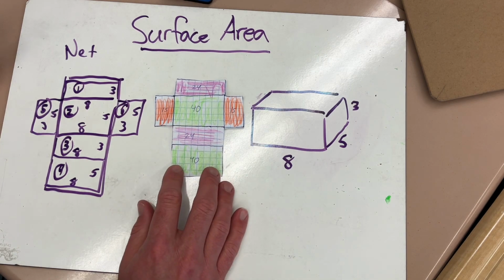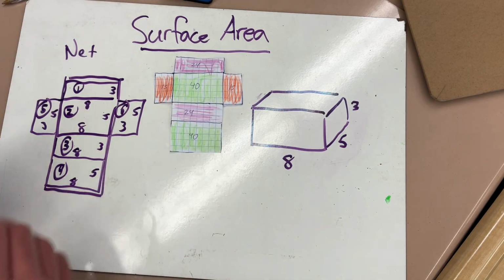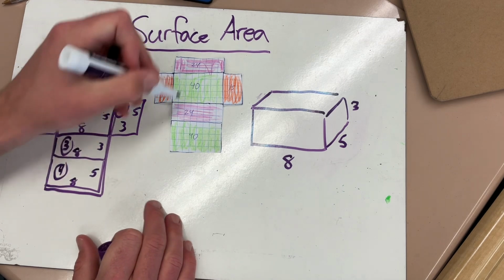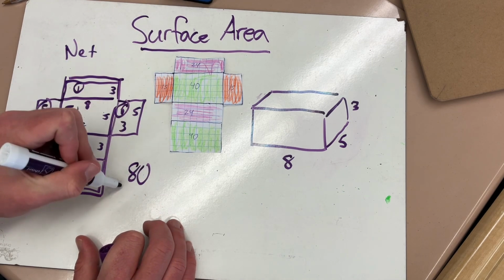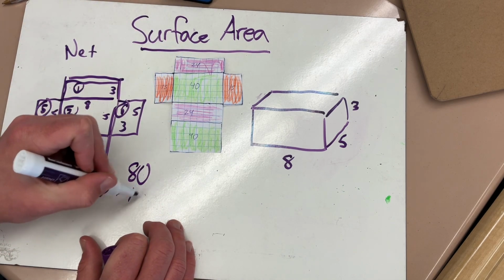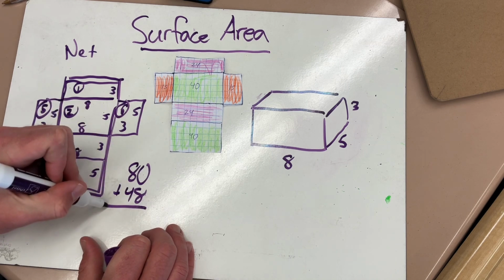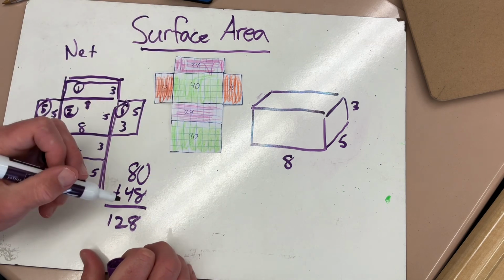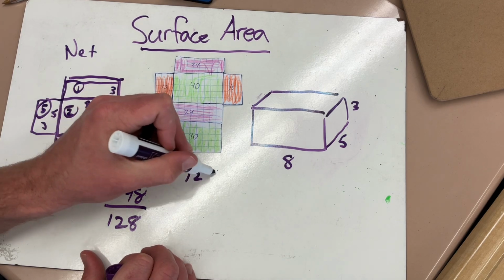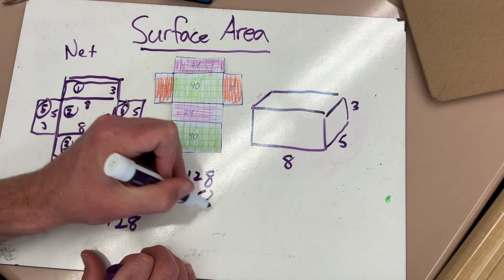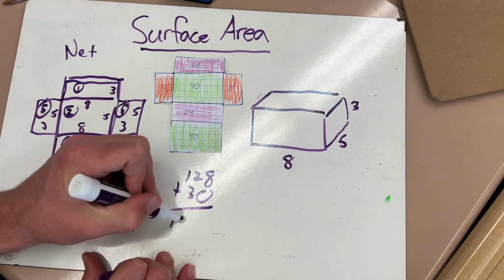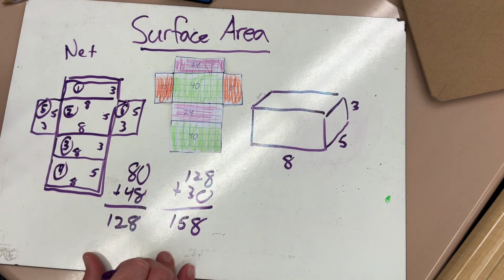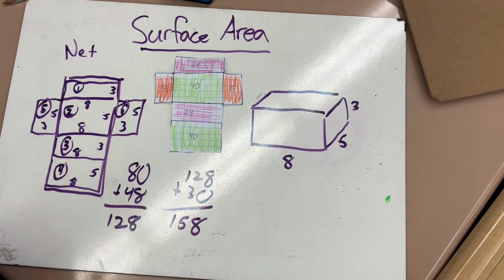Let me write it all out so we can make sure we don't make any errors. 40 plus 40 is 80, plus 24 plus 24, which is 48. I'll combine those together to get 128. And then 15 and 15 is 30. So I'll take my 128, add 30 to that, and then I have 158. And there, I calculated my surface area by getting the net.